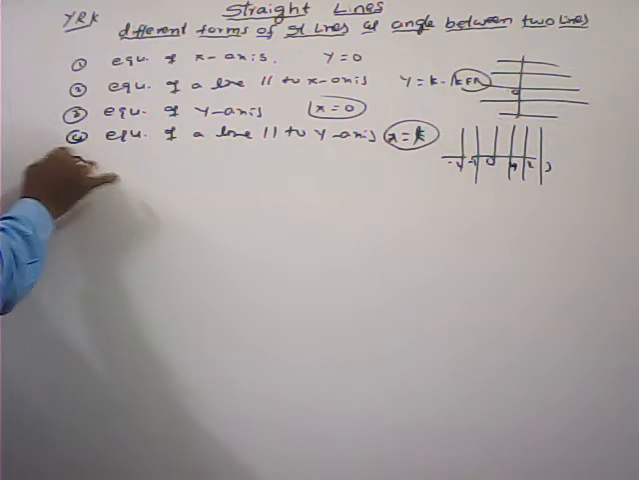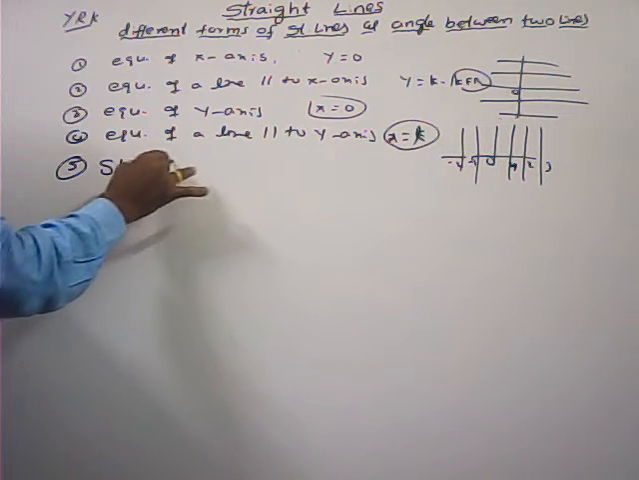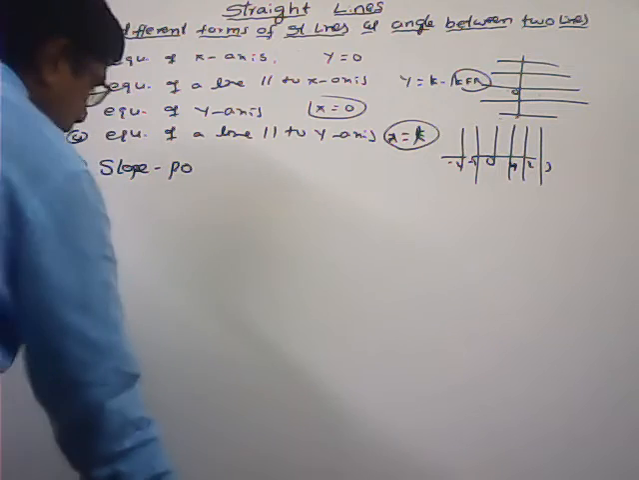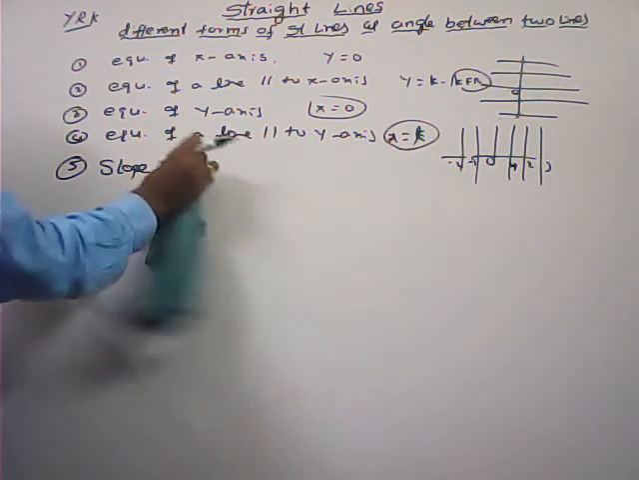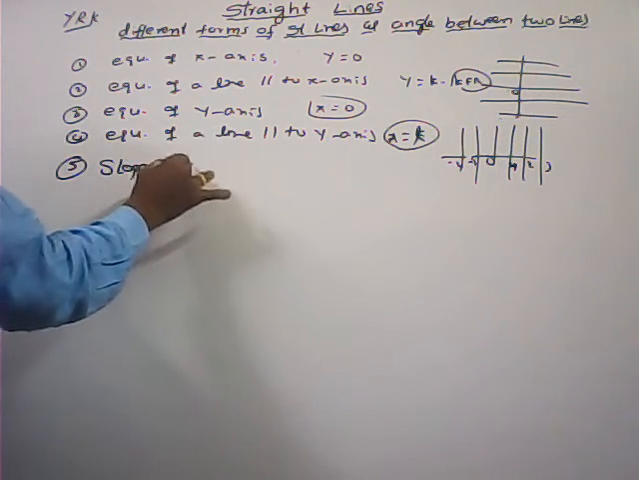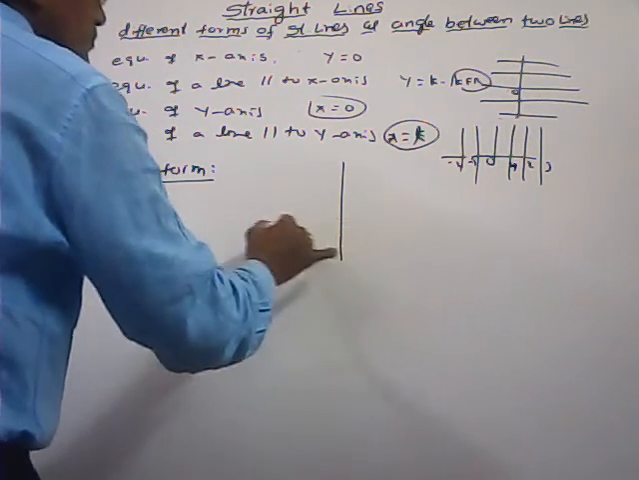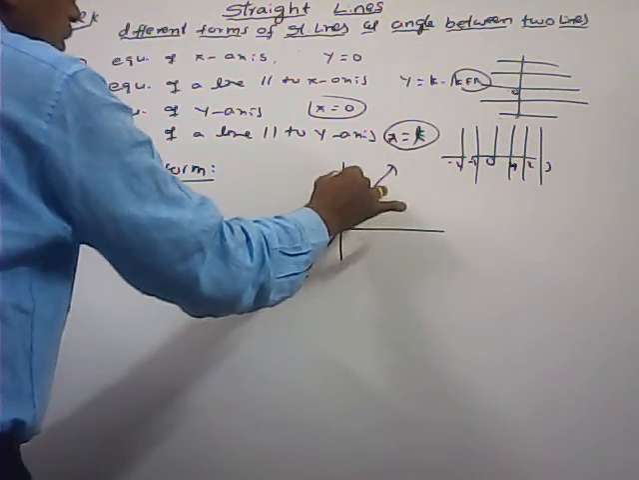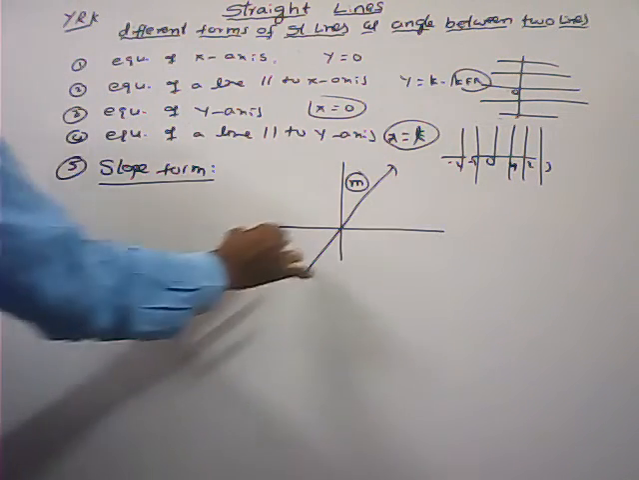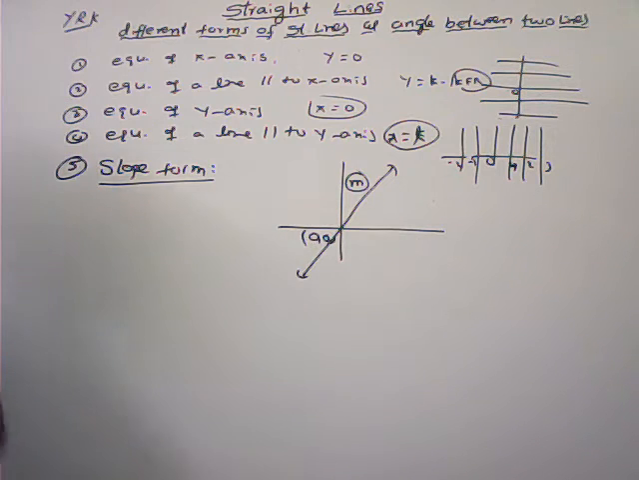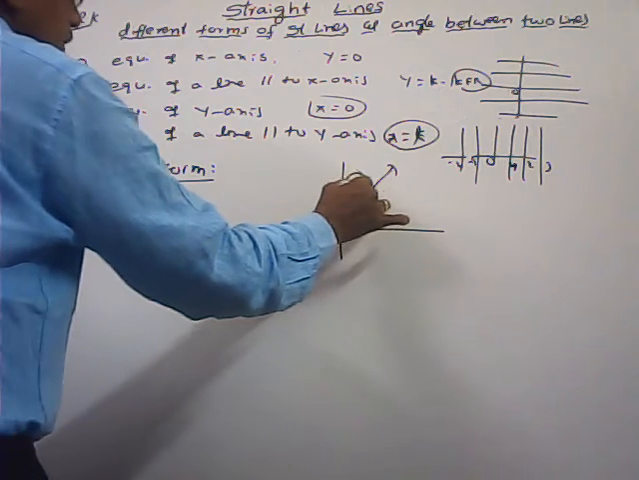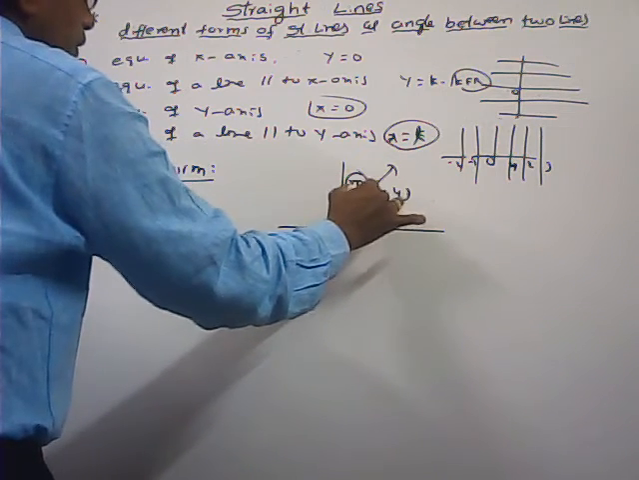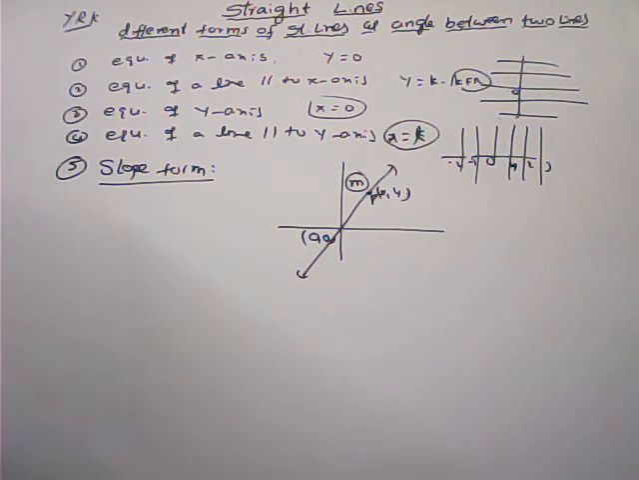Next, slope point form. Here I am writing first slope form or gradient form. What is the meaning of this one? The equation of the line passing through 0, 0 and having the slope m. Here I am taking the variable point. Everywhere you can take the variable point. Let P(x, y) be a point on the line.